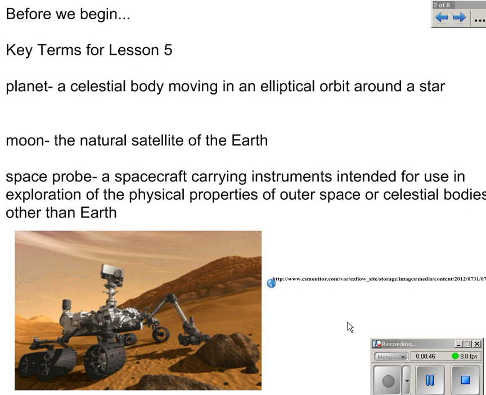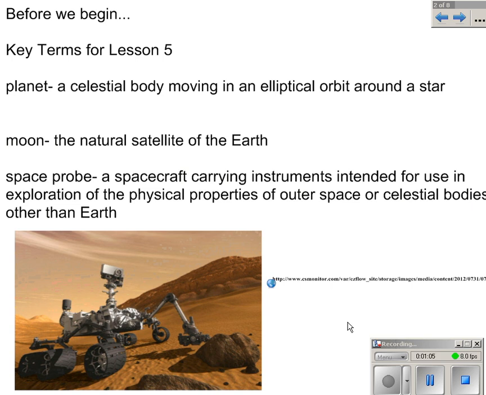Planets, though, are not just in our solar system. It can be any star. So we know that the galaxy and the universe is just filled with tons of stars. So there could be planets that are revolving around other stars besides just the sun. But we're just going to study the planets that are within our solar system.